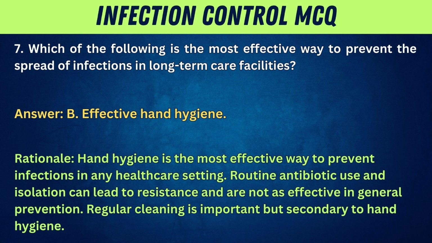Rationale: hand hygiene is the most effective way to prevent infections in any healthcare setting. Routine antibiotic use and isolation can lead to resistance and are not as effective in general prevention. Regular cleaning is important, but secondary to hand hygiene.